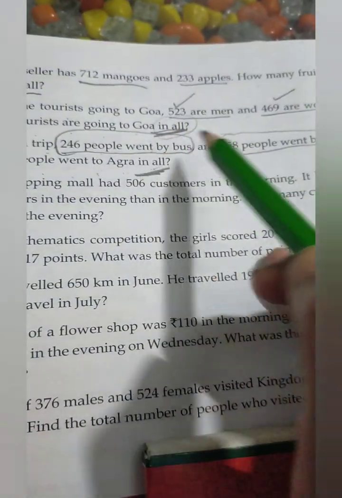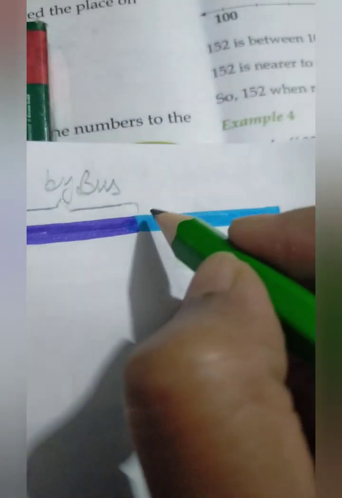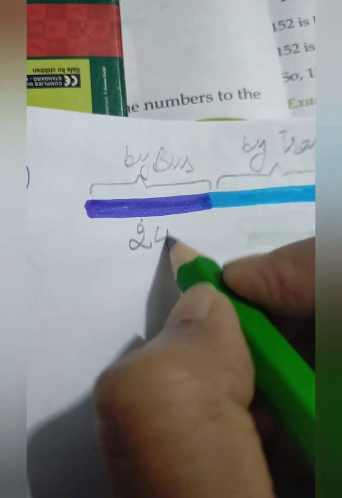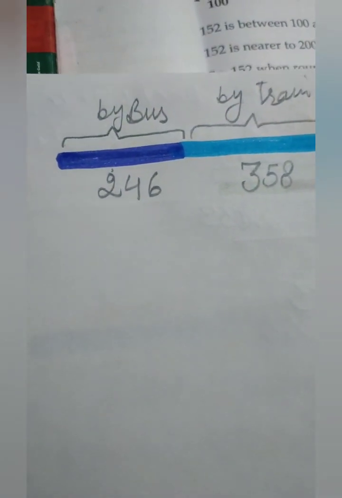Yes, now these are the two parts and we have to find out the whole. So we will draw the model again. This is the people moving by bus and this color shows the people moving by train. Those who moved by bus are 246, and those who moved by train are 358. Now we have to find out how many people went to Agra in all.